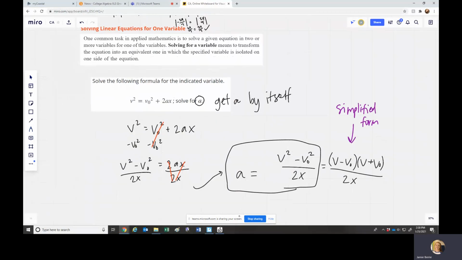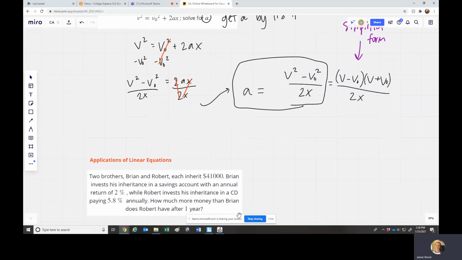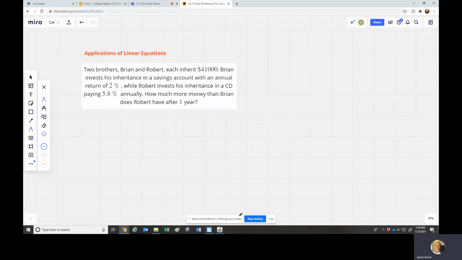All right, we have one more true application of linear equations problem that I wanted to go over with you guys. It says two brothers, Brian and Robert, each inherit $41,000. Brian invests his inheritance in a savings account with an annual return of 2%. That means he's going to make 2% off of the money that he deposits in his savings account. While Robert invests his inheritance in a CD that pays 5.8% annually. How much more money than Brian does Robert have after 1 year?